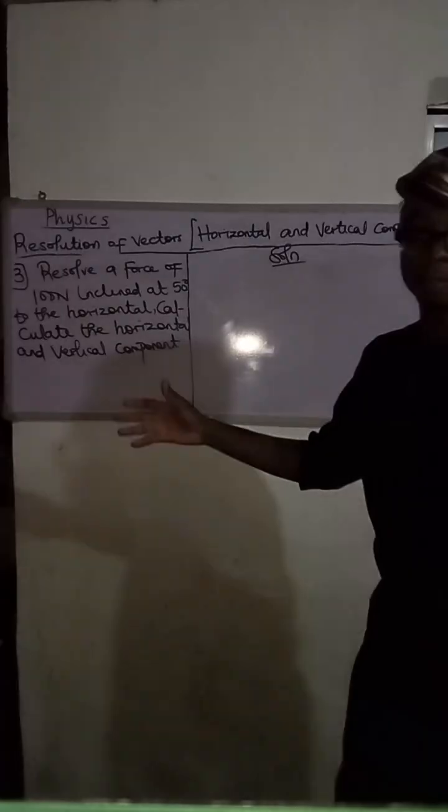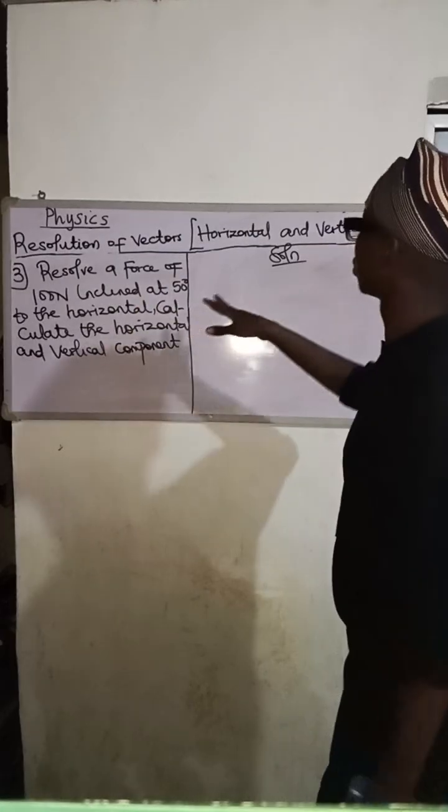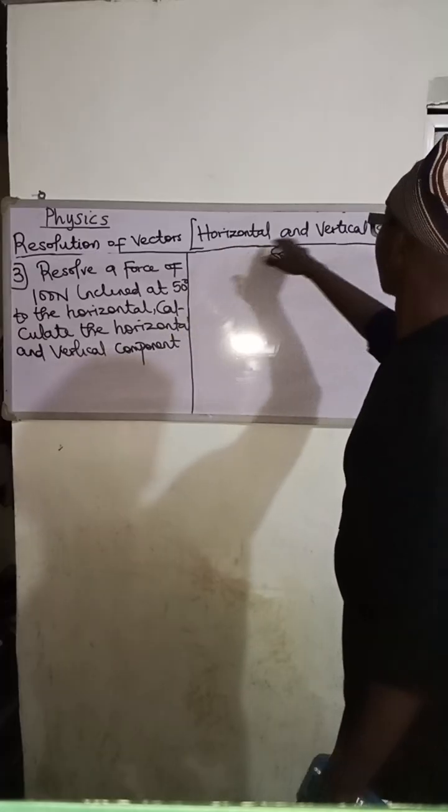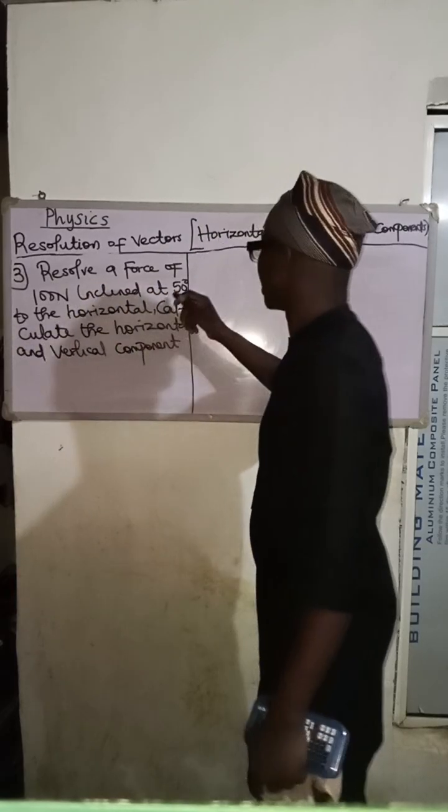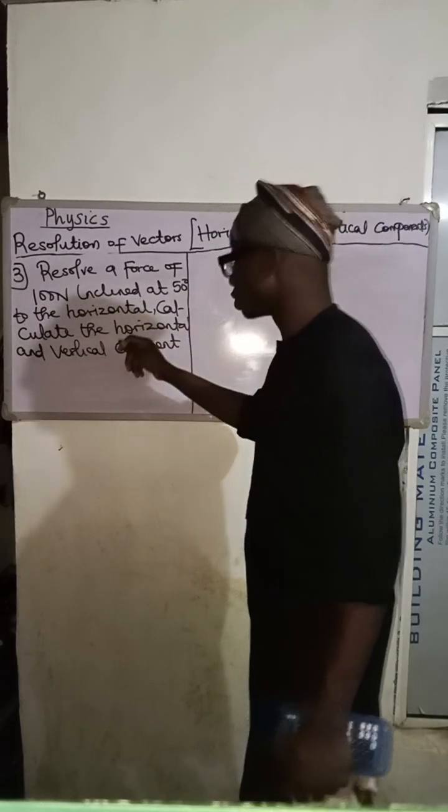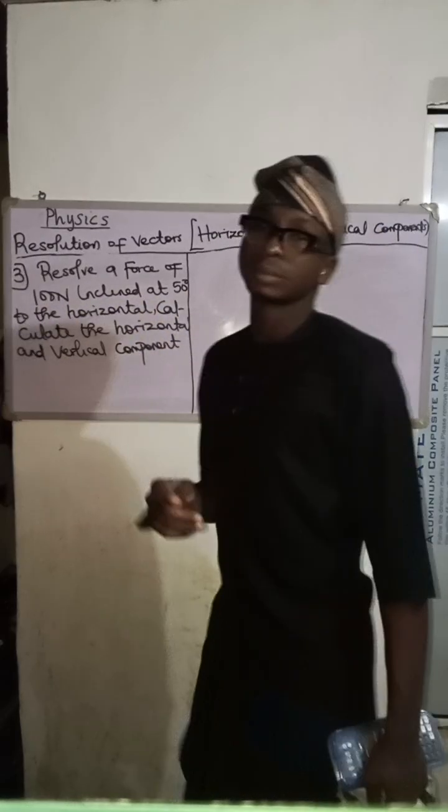All right, let's look at question 3, still under resolution of vectors into horizontal and vertical components. Now let's look at this question. Resolve a force of 100 Newton inclined at 50 degrees to the horizontal. Calculate the horizontal and vertical components.